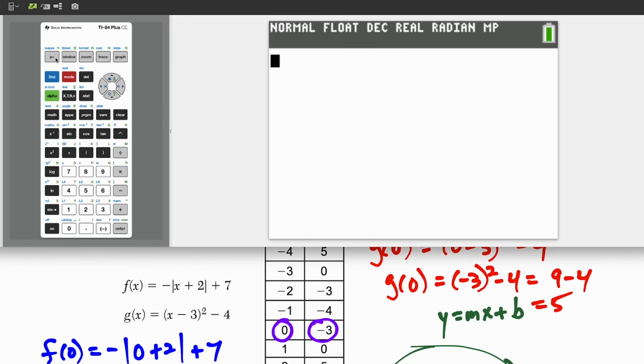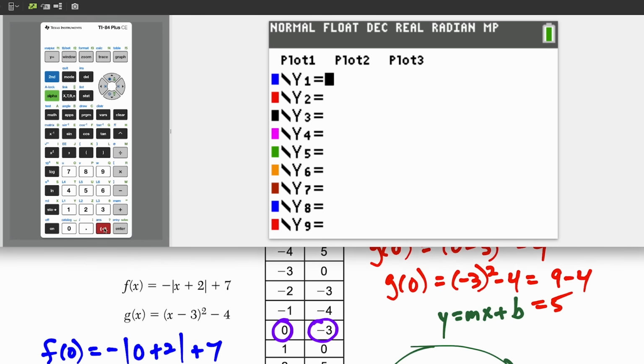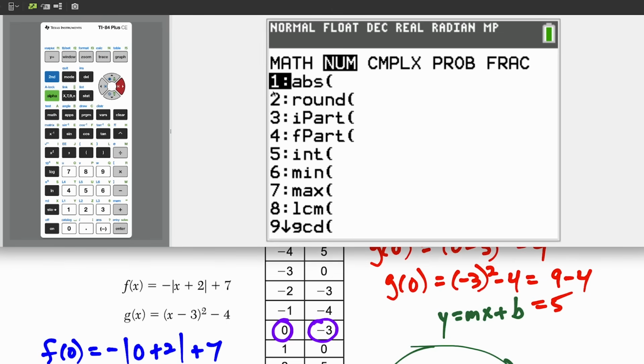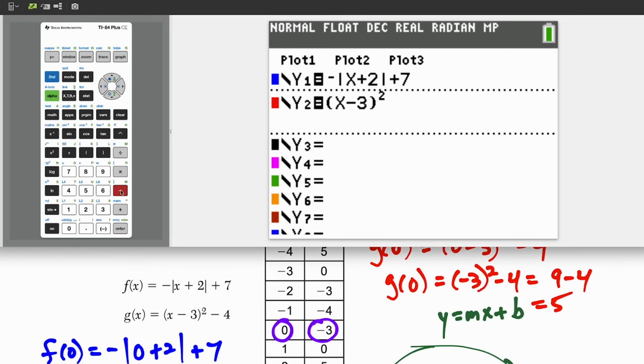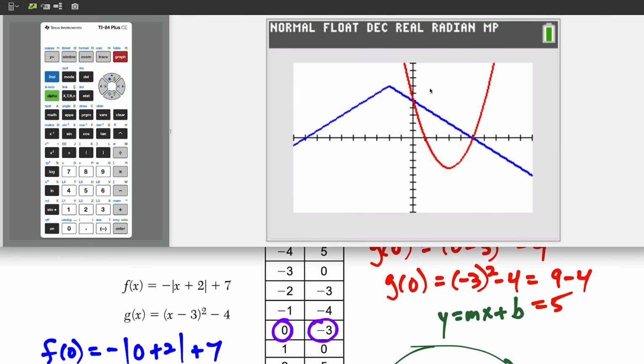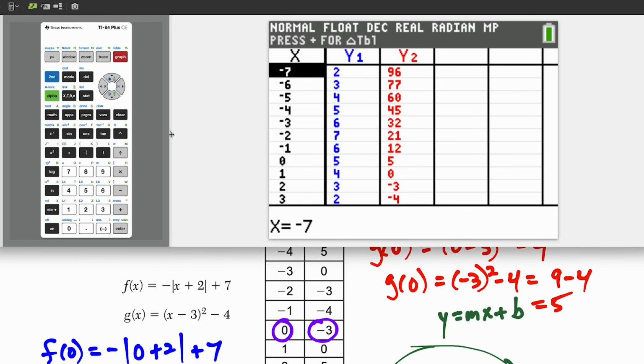Now, I just want to point out that you could also just plug this into the calculator. So we have negative math, and then we go to the right to absolute value. Inside the absolute value, we have x plus 2. Then we go to the right and write our plus 7. For g of x, we have x minus 3 in parentheses, squared, and then minus 4 outside. If we press graph here, notice that the graphs hit the y-axis at the same point. And if we press second graph and go to the table, when x is 0, we get a y value of 5 for both. So f and g definitely have the same y-intercept.